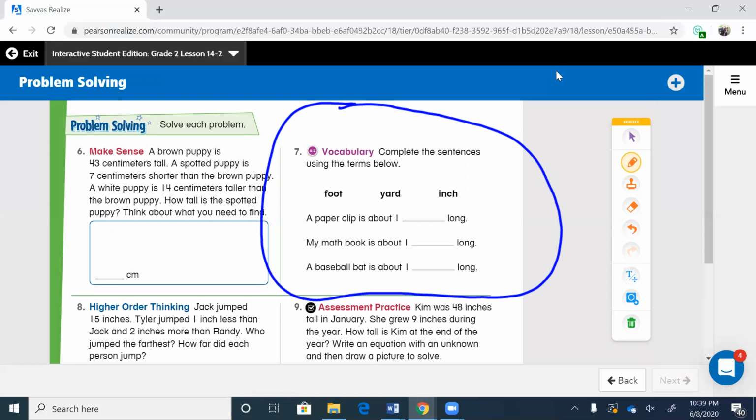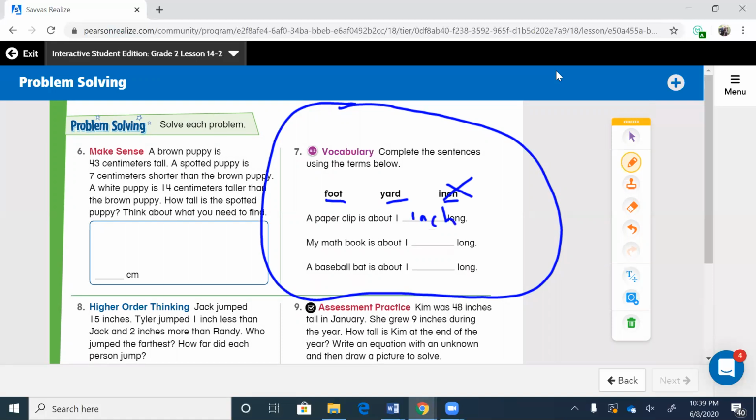So we have 3 words: foot, yard, and inch. All right, here we go. A paper clip is about 1 blank long. Well, let's think about it. Paper clip is very small. Which one of these is the smallest? That's right, inch. A paper clip is about 1 inch long.